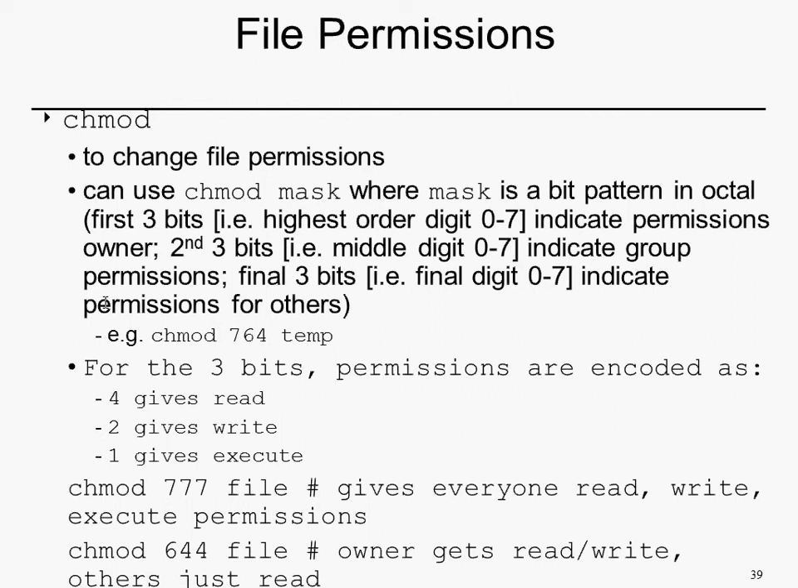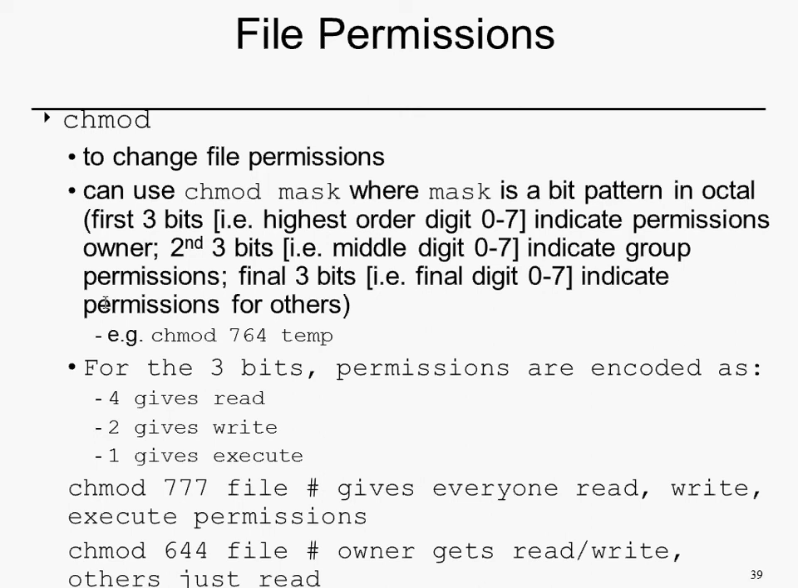So let's write this here. The 3 bits here, 0, 0, 0. For 1, 0, 0, 1. What's 2? 0, 1, 0. 3 is 0, 1, 1. 4 is 1, 0, 0. 5 is 1, 0, 1. 6 is 1, 1, 0. 7 is 1, 1, 1. For each of these, one will be the read bit, one will be the write bit, one will be the execute bit.